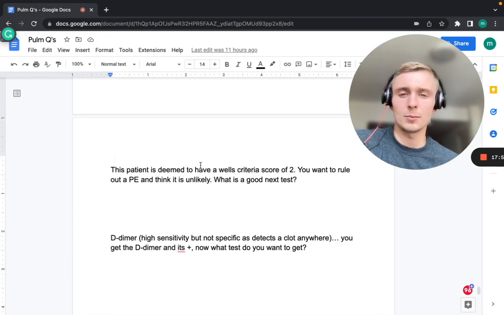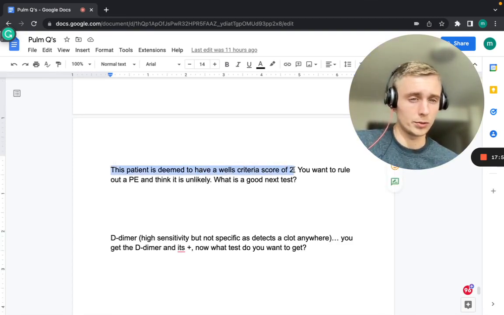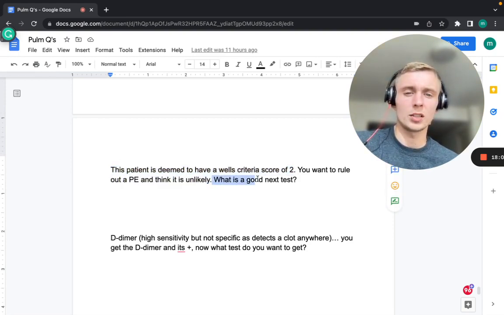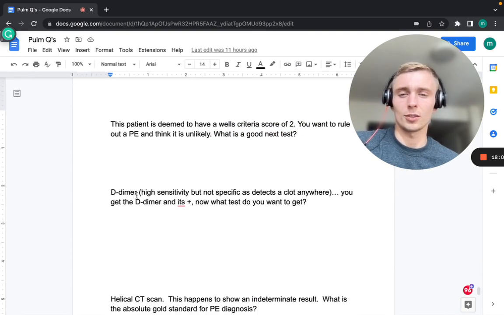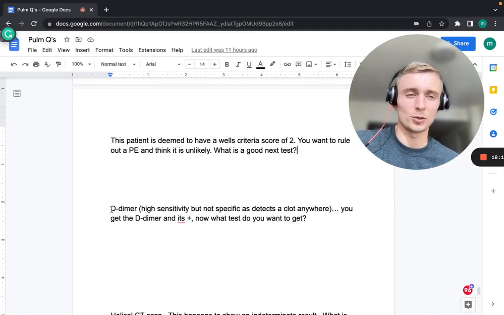This patient is deemed to have a Wells criteria score of 2. So what does that mean? You want to rule out PE and you think it's unlikely. What is a good test to do next? Okay, so it was right here. D-dimer. D-dimer is what you do to rule it out.